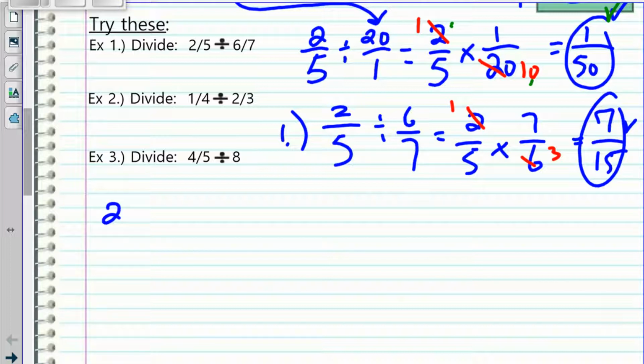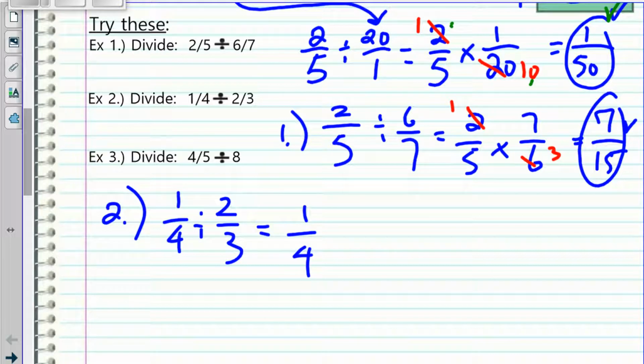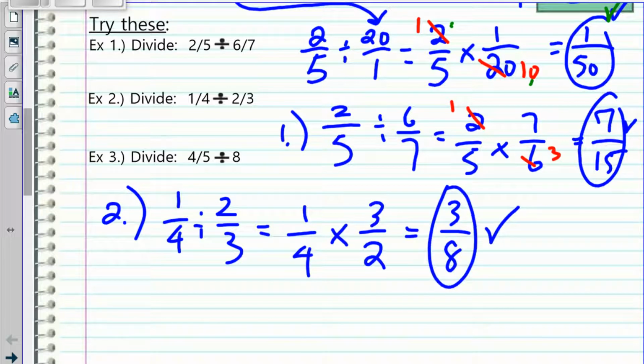Number 2. 1/4 divided by 2/3. Keep 1/4, change, flip. Oh man, there's nothing to cross cancel. I actually like it when there's stuff to cross cancel. Makes me happy. Oh well. So that's 3/8. So that's that.